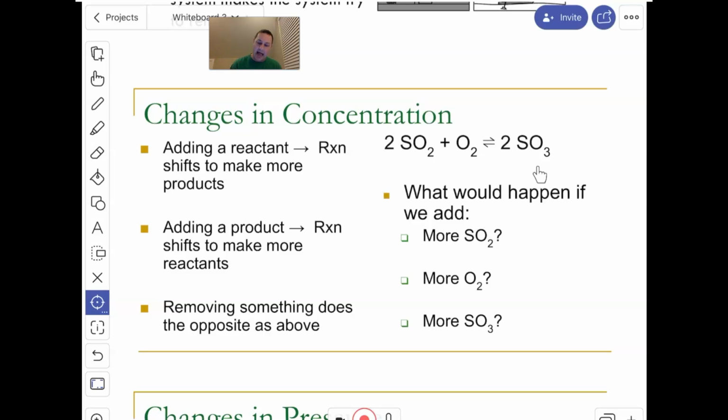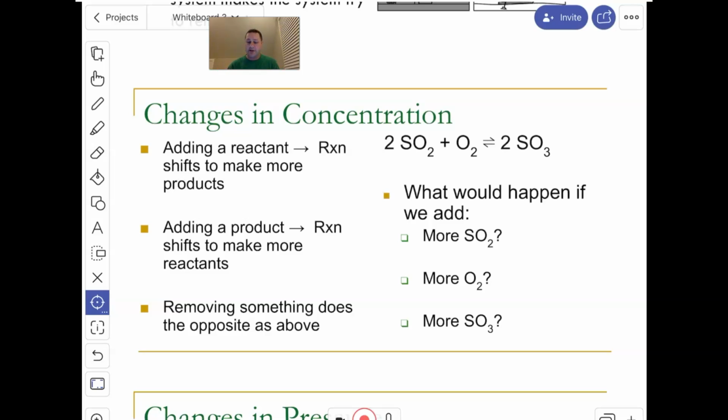If instead I add SO3, well, it doesn't like that at equilibrium. So it's going to try to minimize your adding of this SO3. It's going to try to take that away by reacting it in the reverse reaction, making this go down a little bit after your addition and making the oxygen and the SO2 increase.